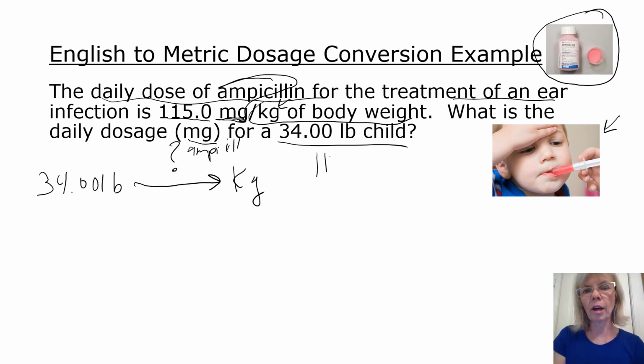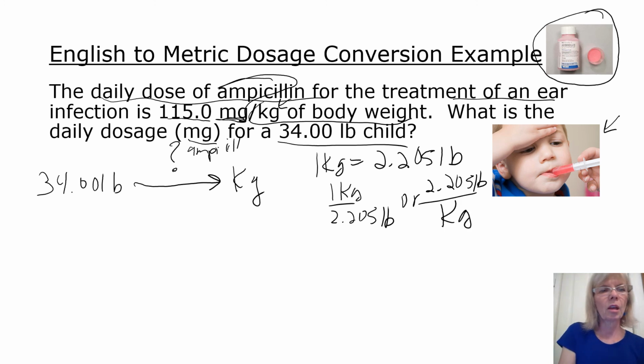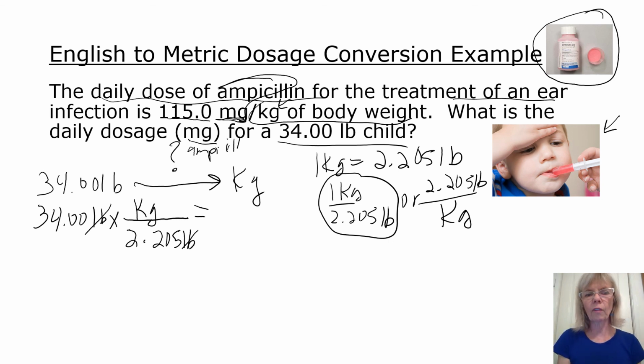So looking at a table, we can say 1 kilogram is equal to 2.205 pounds. So we're going to create our conversion factor, a kilogram over 2.205 pounds, or 2.205 pounds over a kilogram. So let's set up this part of the problem. 34 pounds times, we want to cancel pounds, so let's put the one with the pounds at the bottom. 2.205 pounds is what 1 kilogram is equivalent to. So my pounds will cancel, and I'll get my answer in kilograms. So 34 divided by 2.205 is equal to 15.4195 kilograms. Okay, so that's the mass of our child.